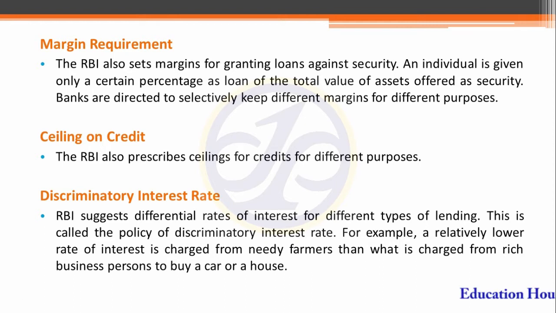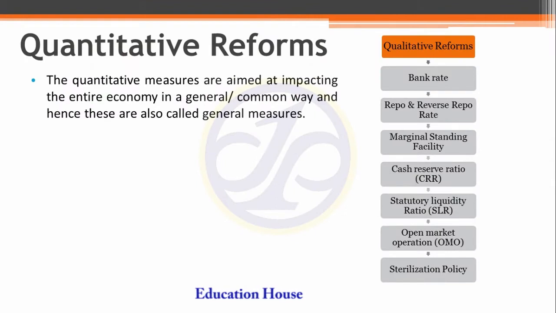So this is the way discriminatory rate of interest has been seen. This is the qualitative reforms or tool. According to this way, Reserve Bank of India can maintain control over certain sectors. Let's move on for further discussion to quantitative reforms or quantitative tools.